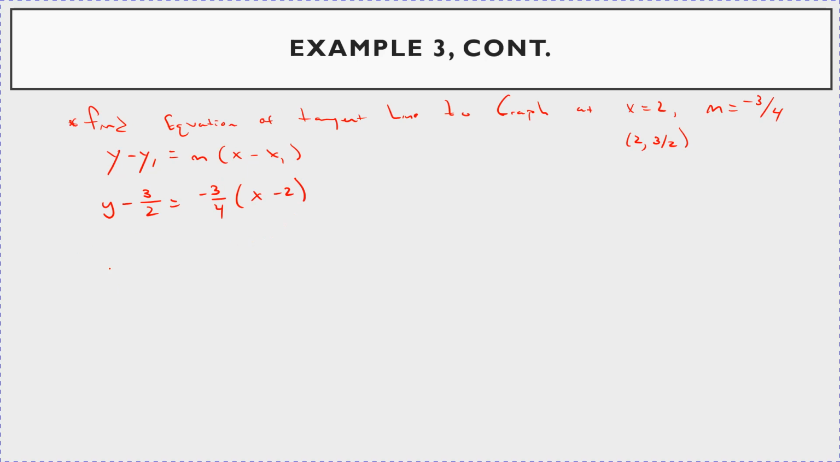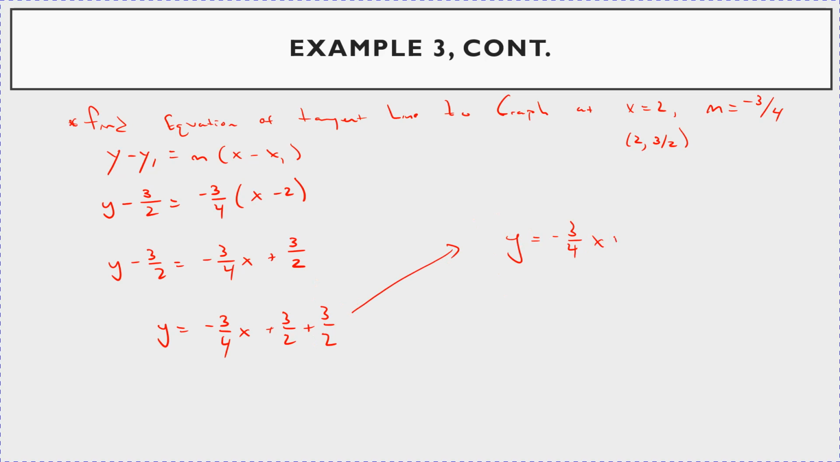So just distribute here. So this is y minus 3/2 is equal to minus 3/4 x. Negative times a negative is positive. This 2 will simplify the 4 to a 2, so it becomes plus 3/2. Add the 3/2 over. Well, 3/2 plus 3/2 gets you 6/2, or 3. So this is my equation of the tangent line.